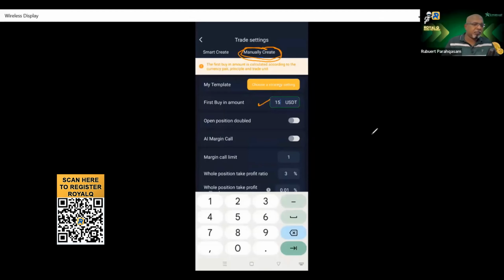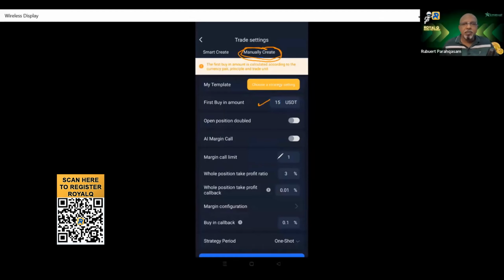Switch off margin call limit. Margin call limit is 1. Everybody agrees? Yes. This is off. What do I do next?